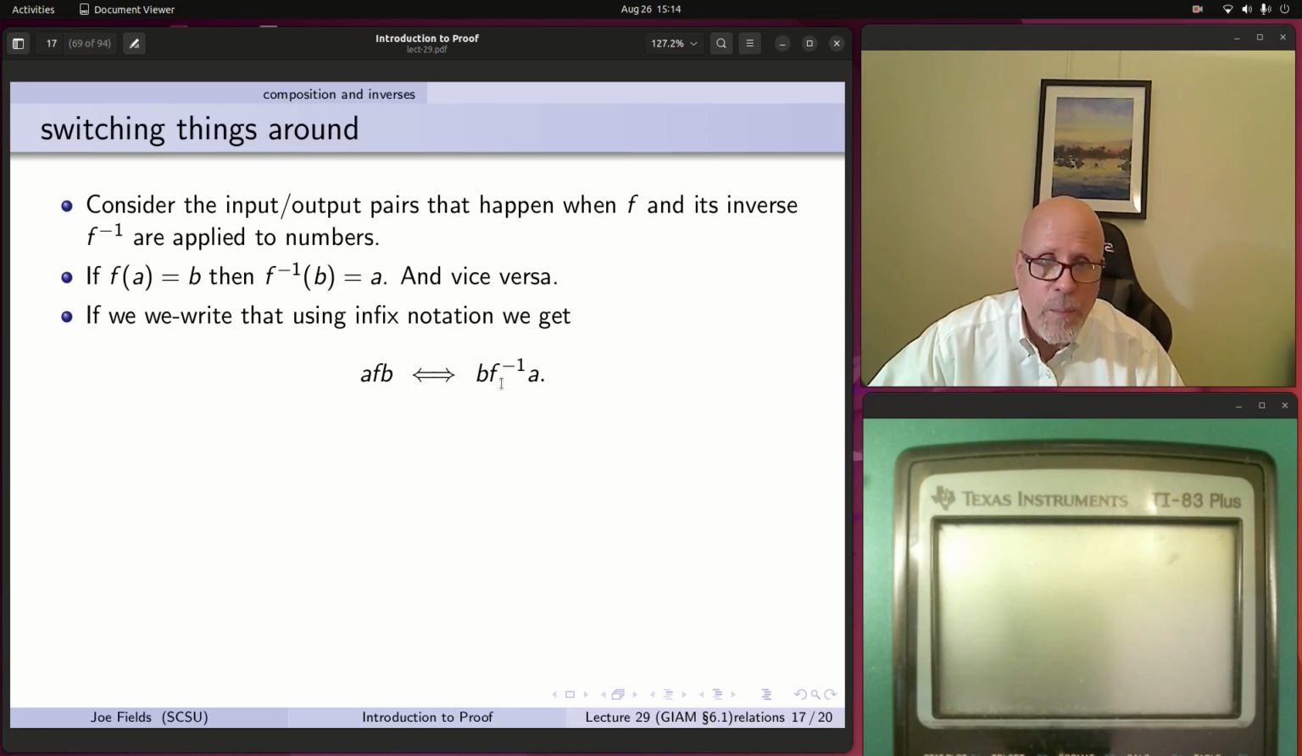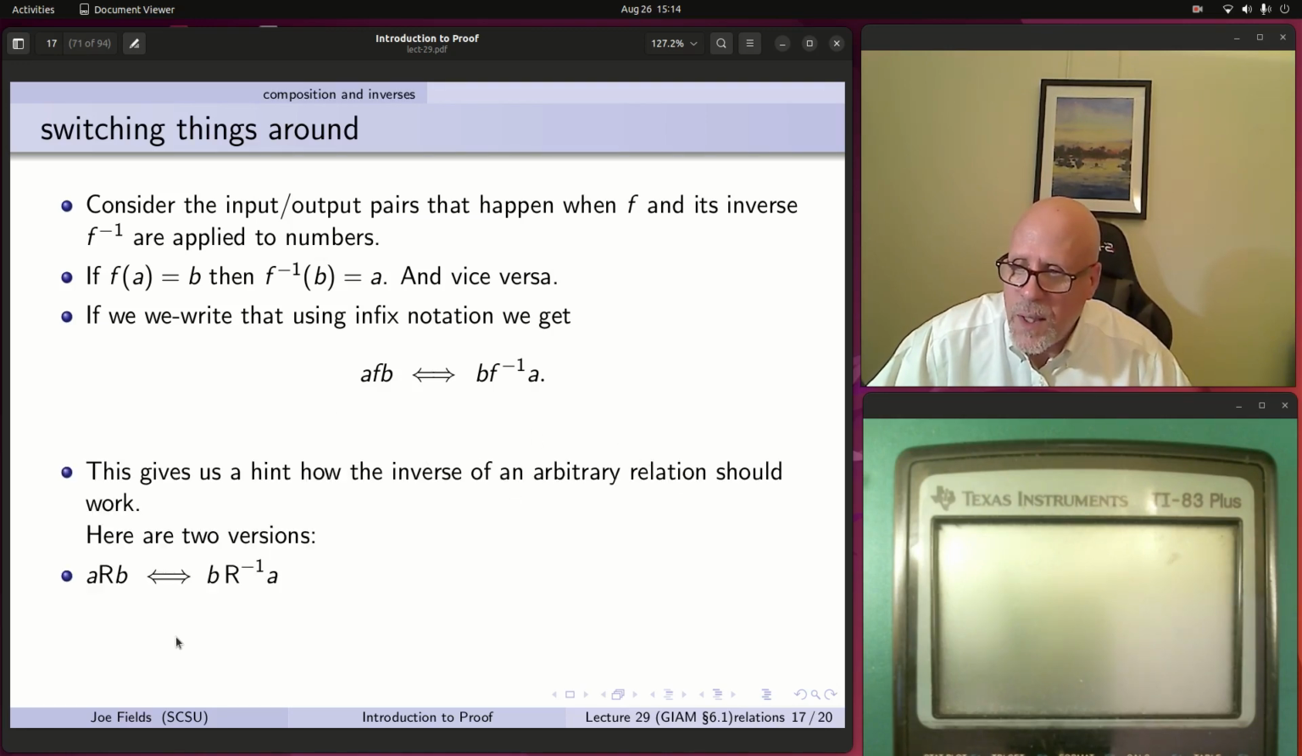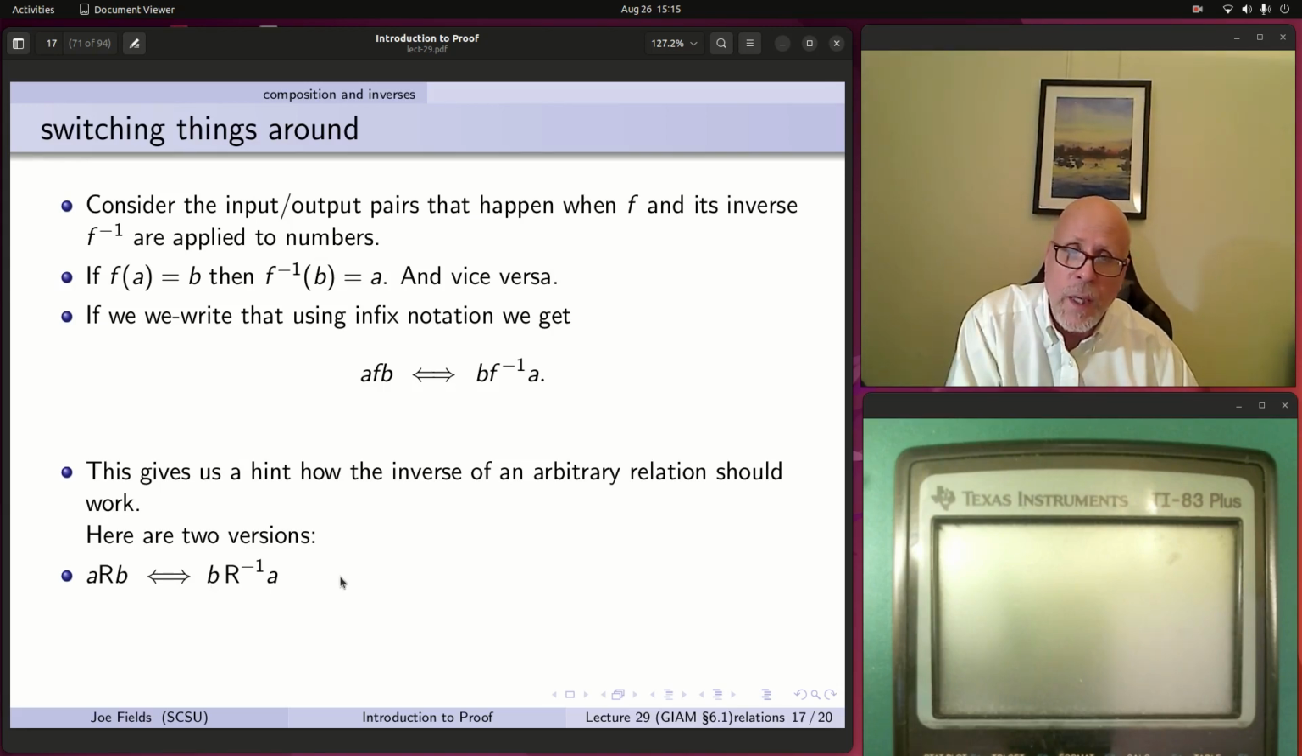I know I've already said we don't do this, right? But just for the moment, think about it. The pair AB is in F, the pair BA is in F inverse. So yeah, there's a couple of ways to say this. If you have a relation R, you can define its inverse using the infix notation. If A is R related to B, then B should be R inverse related to A.